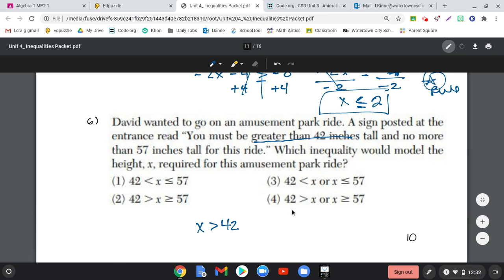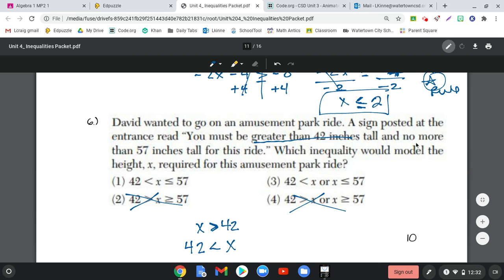So can we eliminate anything? Well, look where 42 is. It's all backwards. 42 comes first. So if I switch these, if x is greater than 42, then 42 would be less than x. So wherever you see 42 is less than x, we'll keep. 42 is less than x. Yep. 42 is greater than x. No. 42 is less than x. Yep. 42 is greater than x. No. All right, so we're down to 2 choices.